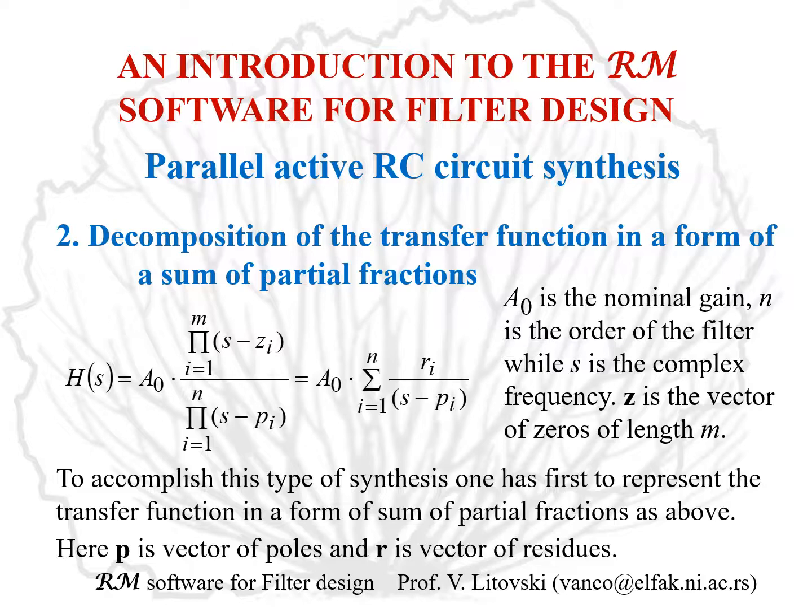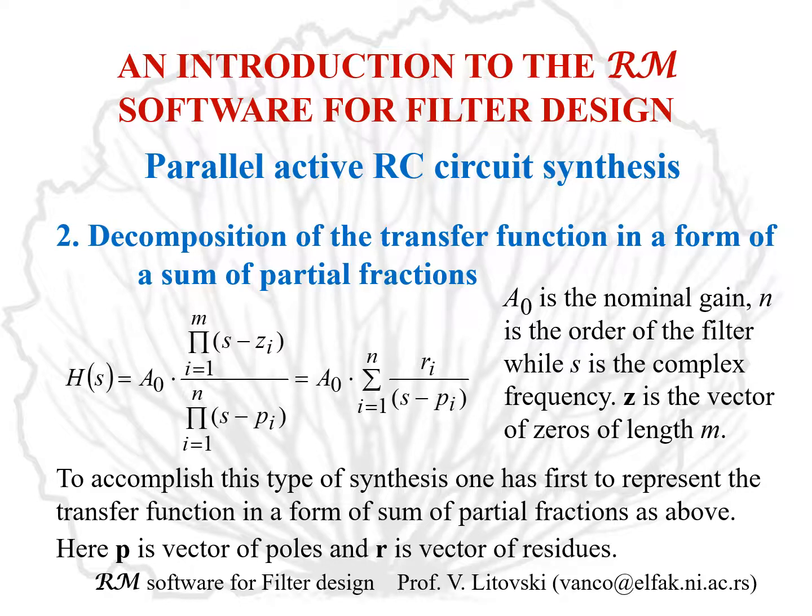Now we will say several words about the decomposition of the transfer function in the form of a sum of partial fractions. Here, on the left side, is the factored form, and on the right side is a sum of partial fractions. The notation is as such, so that A0 is the nominal gain, N is the order of the filter, while S is the complex frequency. Z is the vector of the zeros of length M. M is the order of the numerator polynomial.